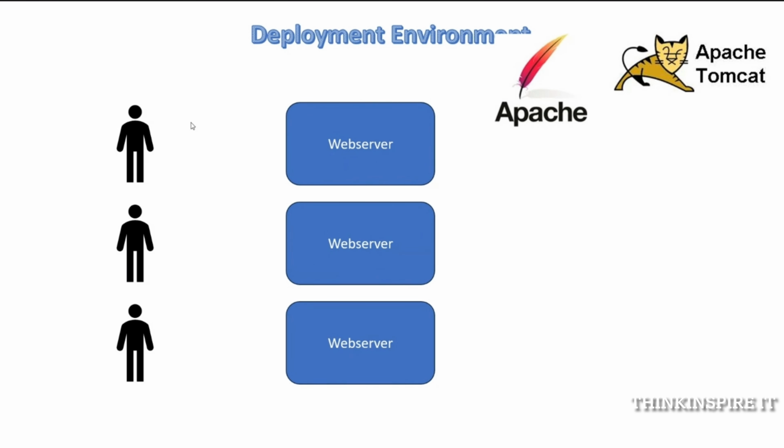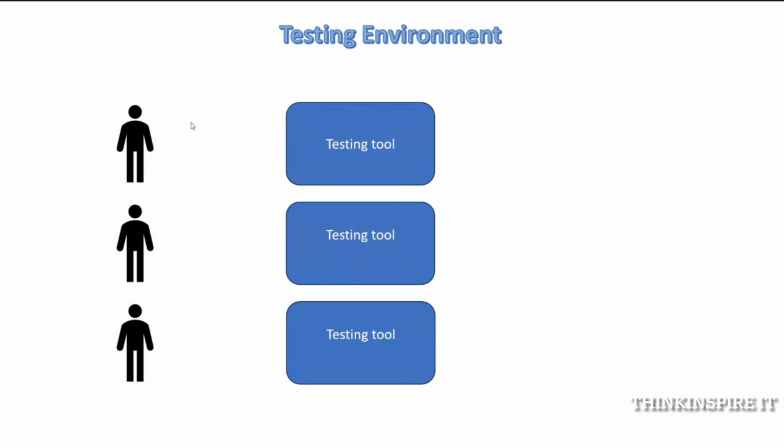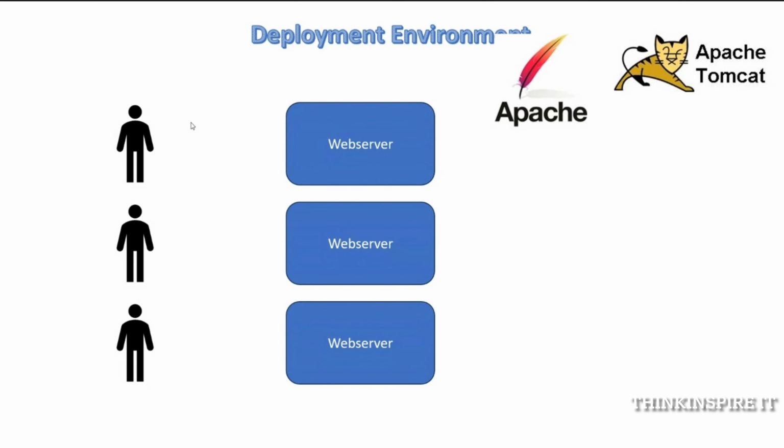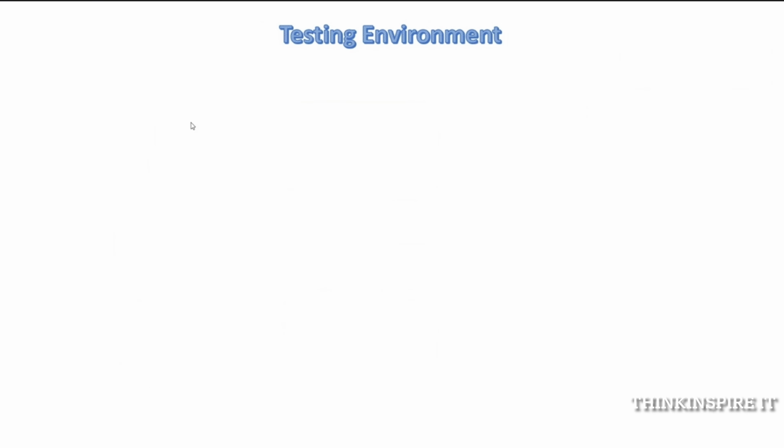We are using Apache here, or you can use Apache Tomcat. The choice is yours. These are the two most popular web server softwares. In this environment we will deploy our website. Once we deploy it and everything is okay, our website is running smoothly, our software is running smoothly, then we can move to another environment.